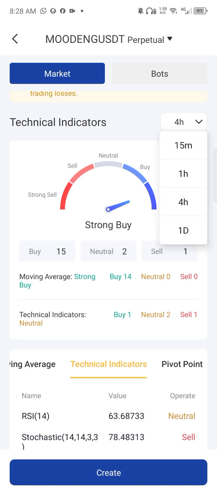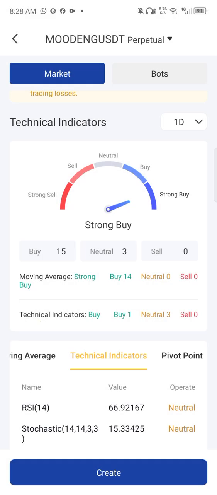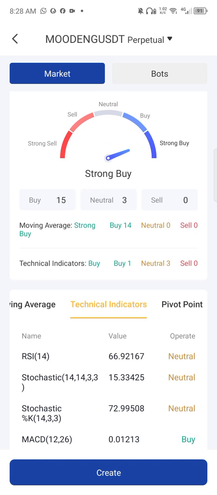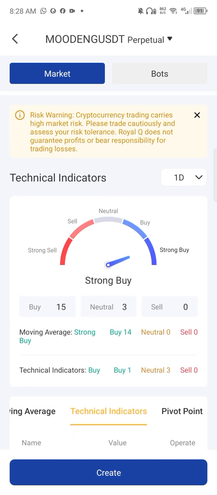Now let's look at the 1 day also and see. Okay, so for 1 day we are still in the strong buy, and the RSI of the coin is 66.92167. So that is how we see how the relative strength index of a coin helps us to know where to trade and where not to trade. So if we are choosing a coin, we can use the powerful RSI tool to help us to indicate where to go.